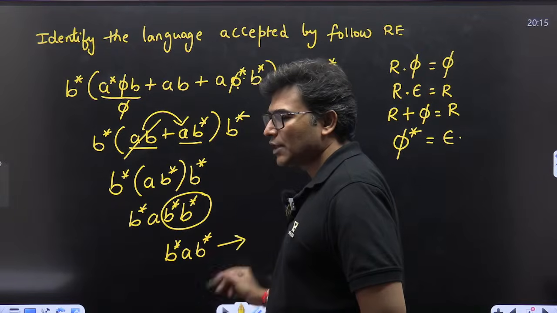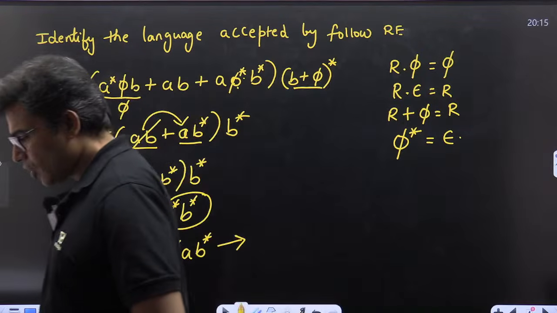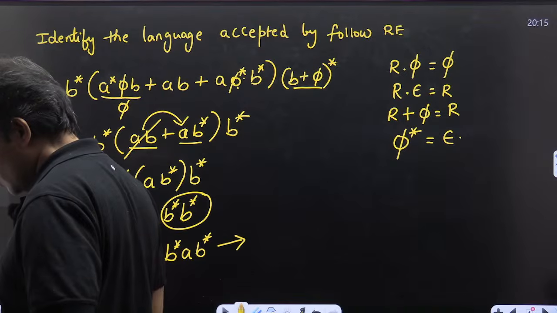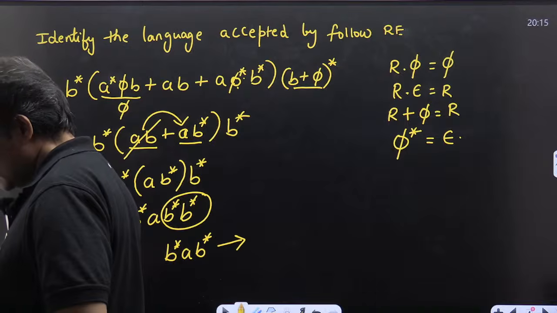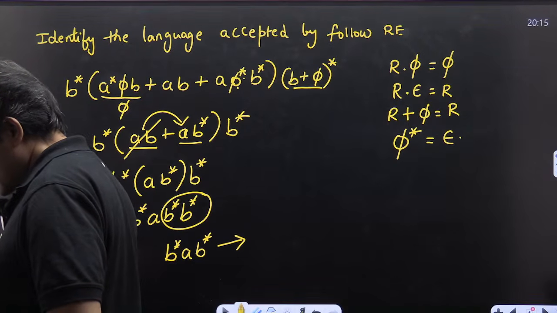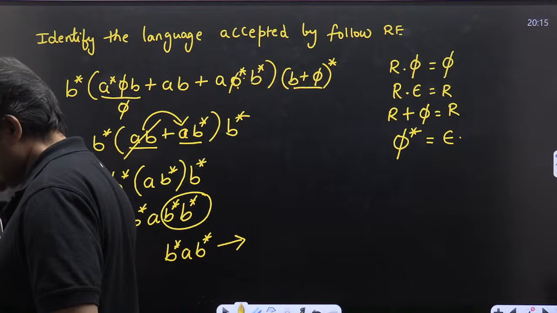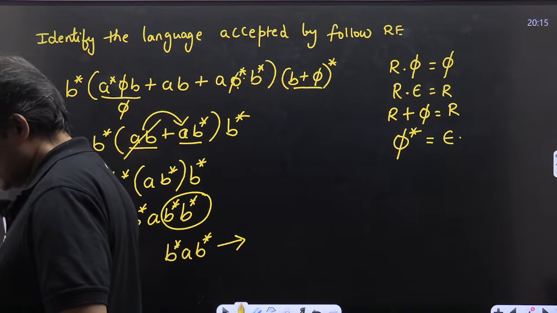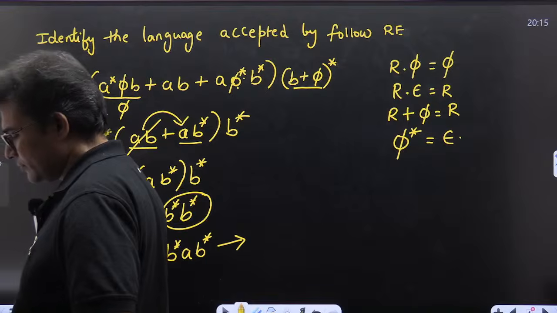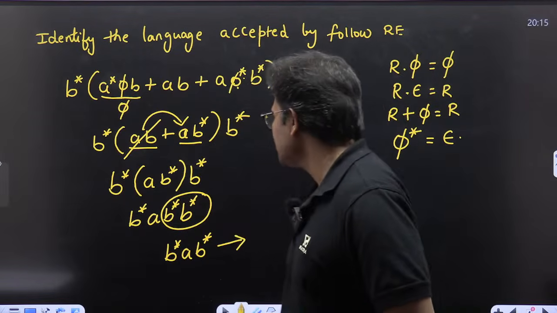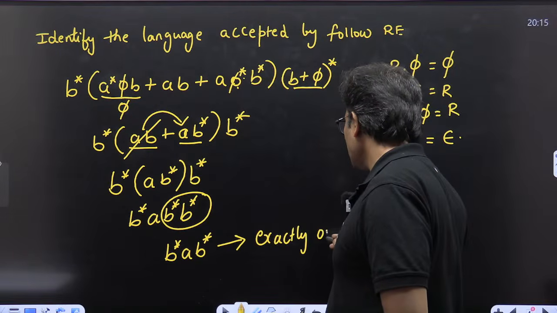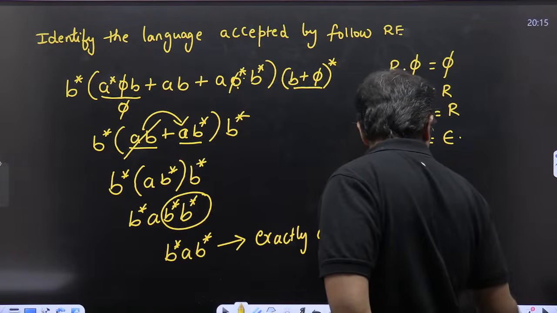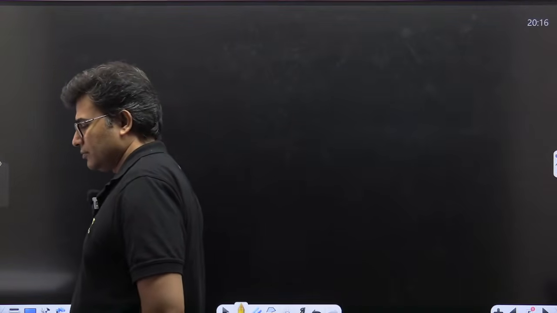Now what is this language, guys? Very good. The language is the set of all strings containing exactly one a.